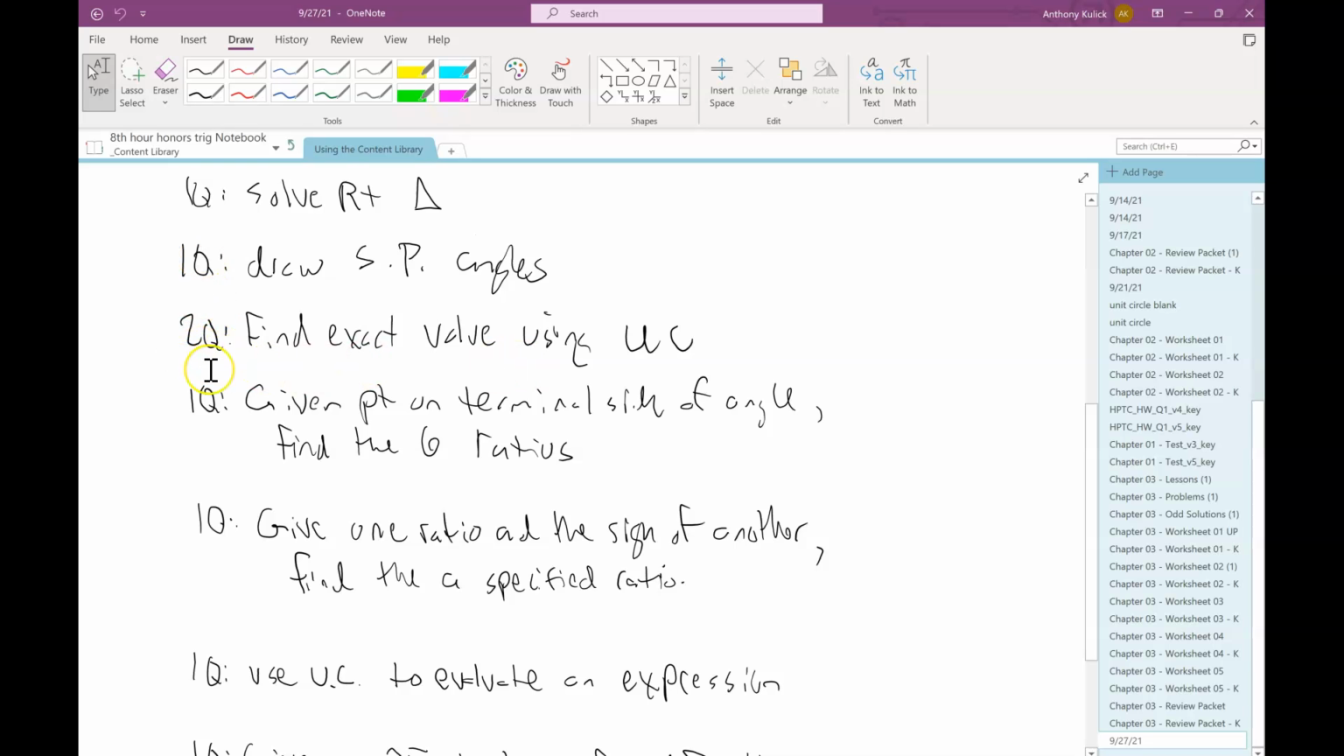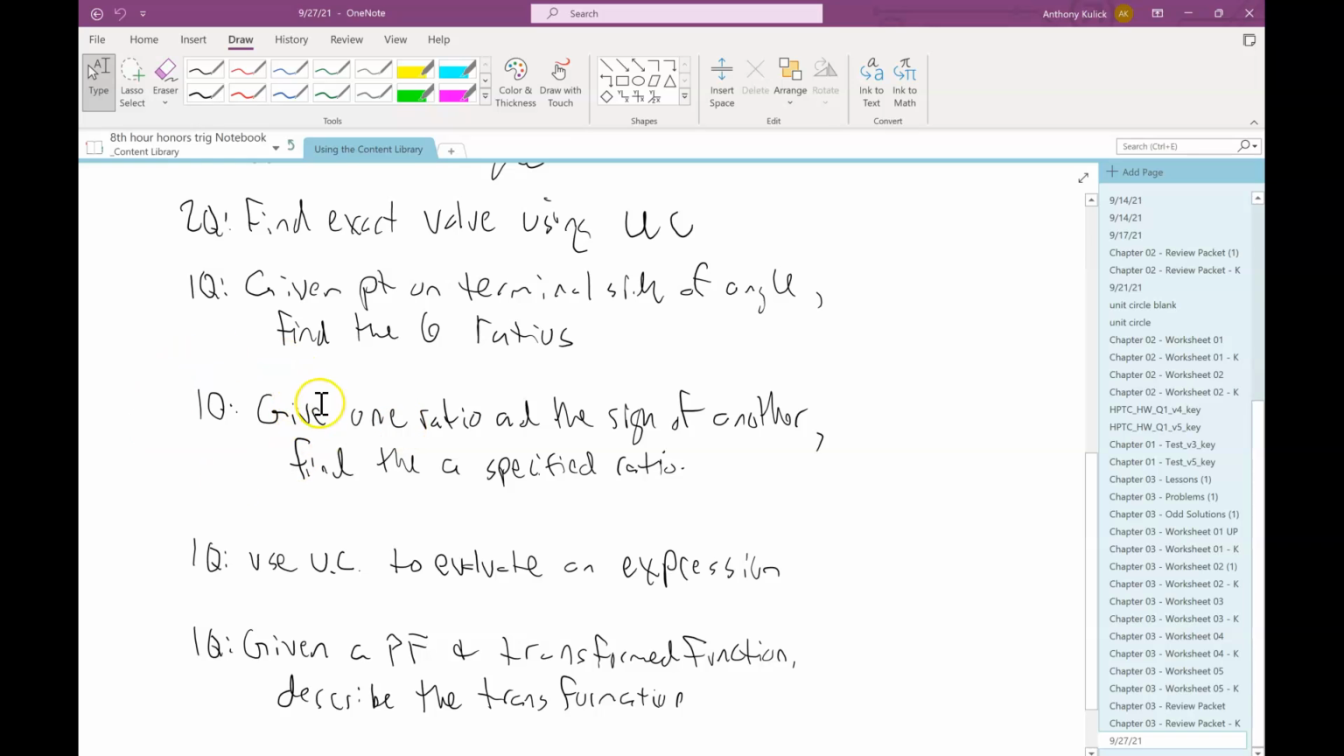The 2Q or whatever is just how many questions of that type there are, right? You should be able to, given a point on the terminal side of an angle, find the 6 trig ratios. Should be able to, given one ratio and the sign of another, find a specified ratio, so one of the other ones. You should be able to use the unit circle to evaluate an expression like cosine of 210 times sine of 135 plus tangent of 300 or whatever. You know, we had some questions like that in the review. Basically just looking stuff off the unit circle, right?